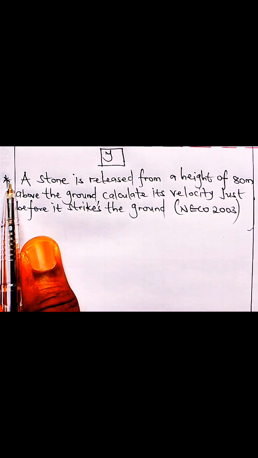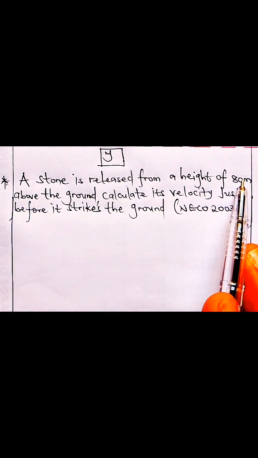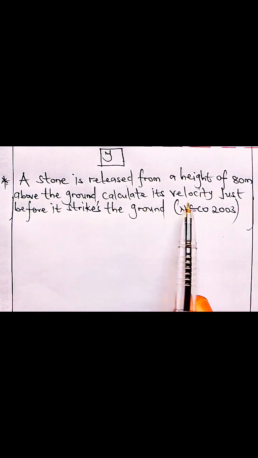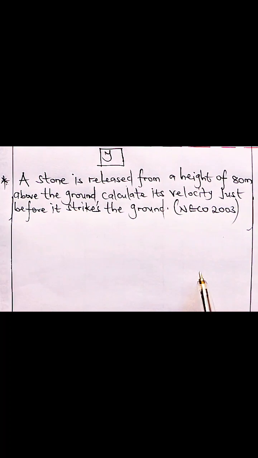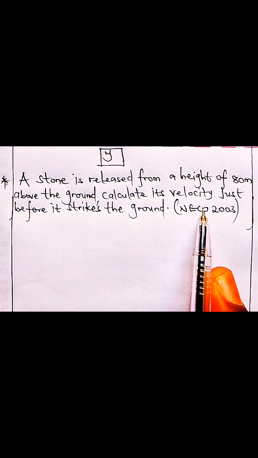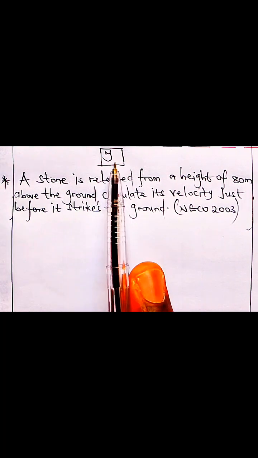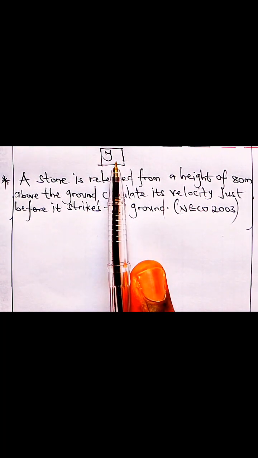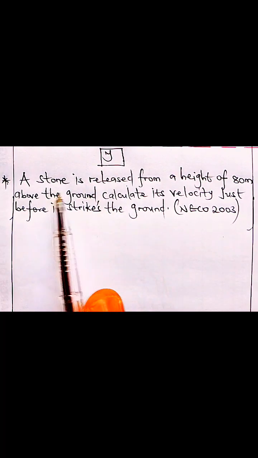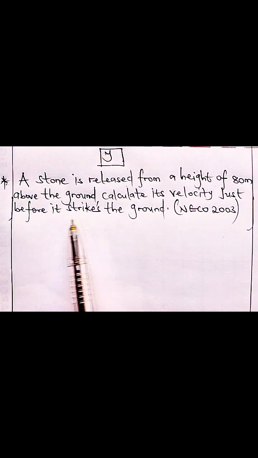Now here's the fourth and the final example for today, exposition. A stone is released from a height of 80 meters above the ground. Calculate its velocity just before it strikes the ground. This question was given in 2003 to some NECO candidates, an exam written in Nigeria. Don't forget, this question is for acceleration of bodies under gravity effects, that's along the y-axis.